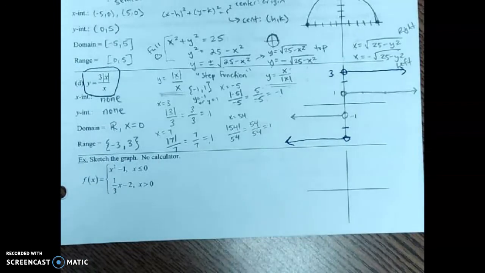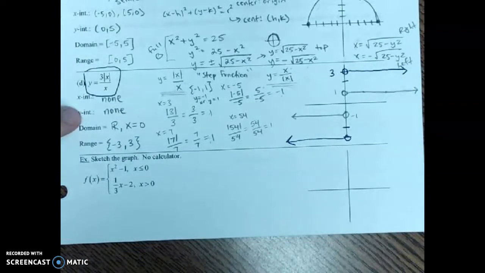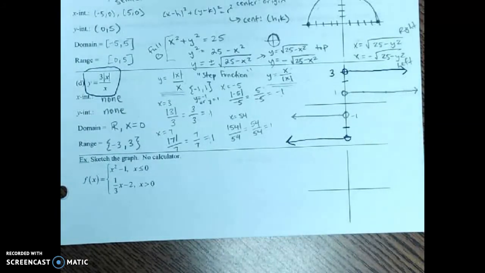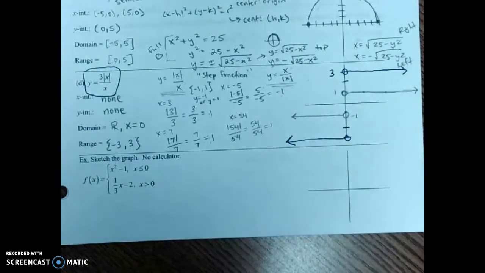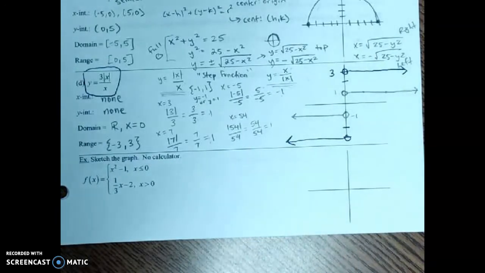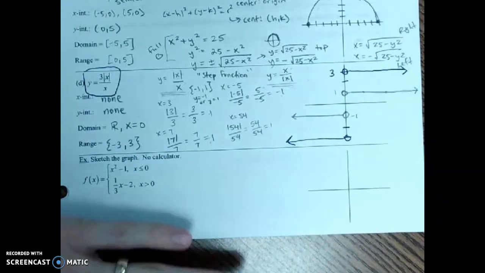So watch out for the semicircles. Watch out for the steps. Those are things you probably wouldn't have seen coming in, but going forward, you need to know how to recognize it. All right, last one on this page is going to be a piecewise function. It's pretty easy. You just graph one piece at a time.